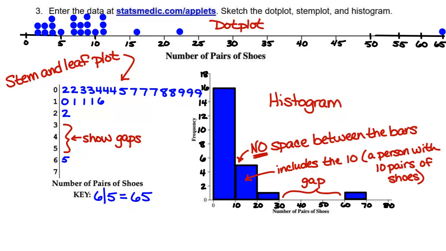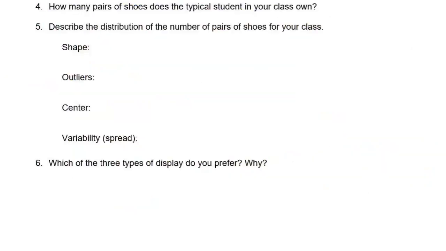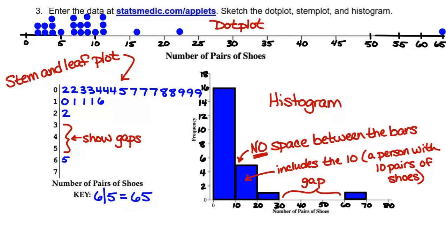When we talk about data sets, we often want to describe what the distribution looks like. So let's look at these questions. If I were to ask you, how many pairs of shoes does the typical student in our class own? Looking at this, what would you tell me? 4, 7, or 9?